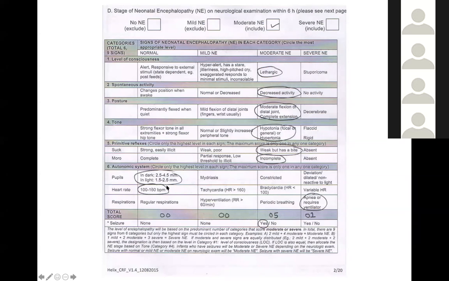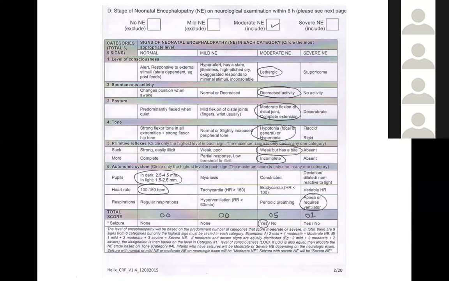The baby's pupils are normal, heart rate is normal, but the baby is ventilated. So this allocation will go to the severe one here. So the score under severe is one and under moderate is five. Now, we don't consider seizures in this classification, but any baby with seizures will automatically be considered as having either moderate or severe encephalopathy.